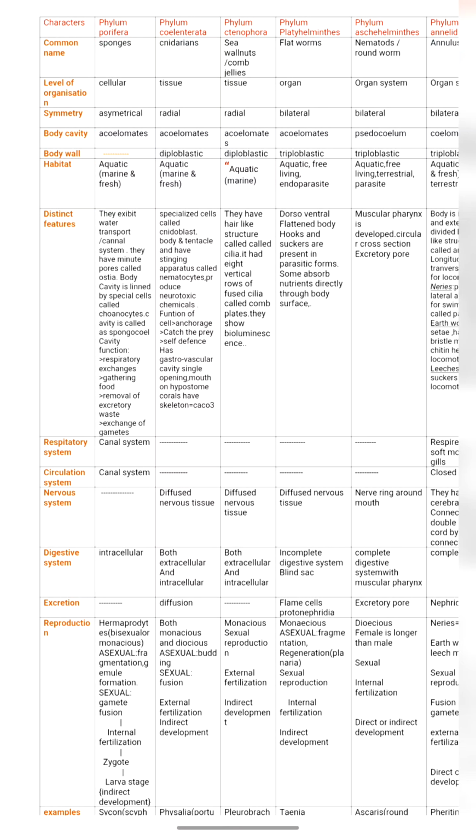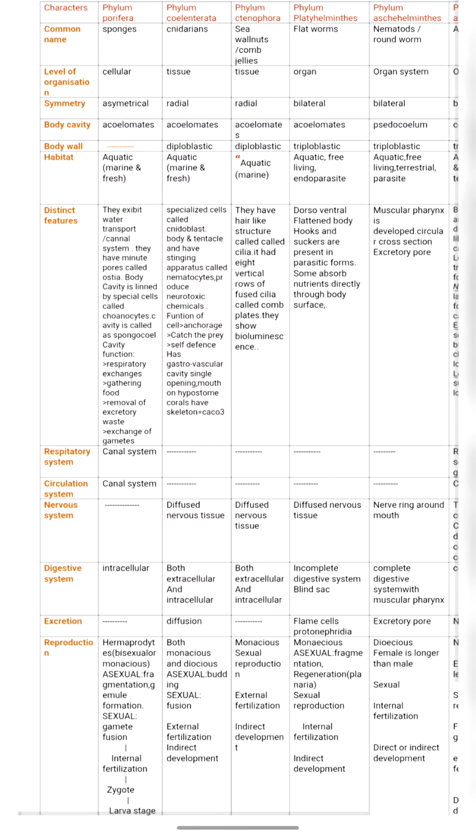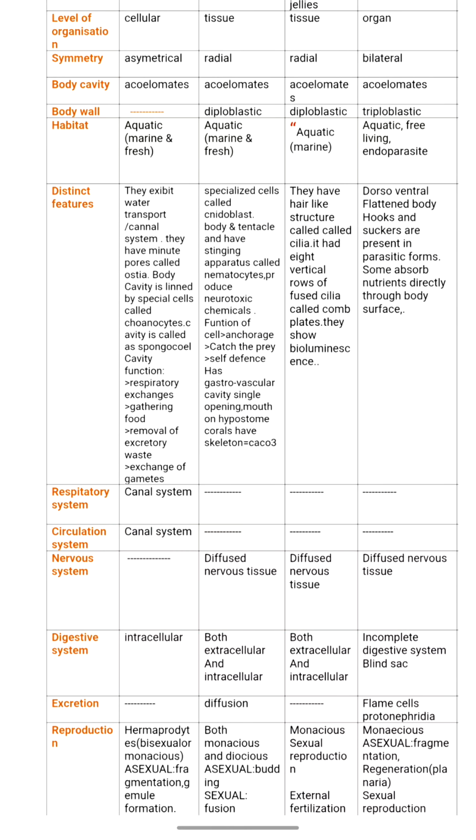Okay, and also habitat, you must remember, that is aquatic habitat. It might be marine also, it might be fresh water also. Okay, and also remember the distinct features, very important. We have the specialized cells called cnidoblasts, and also they have the body and some tentacles. Okay, and also remember, a very important distinct feature is they have a stinging apparatus which is called nematocysts, and these particular cells will be producing some neurotoxic chemicals.